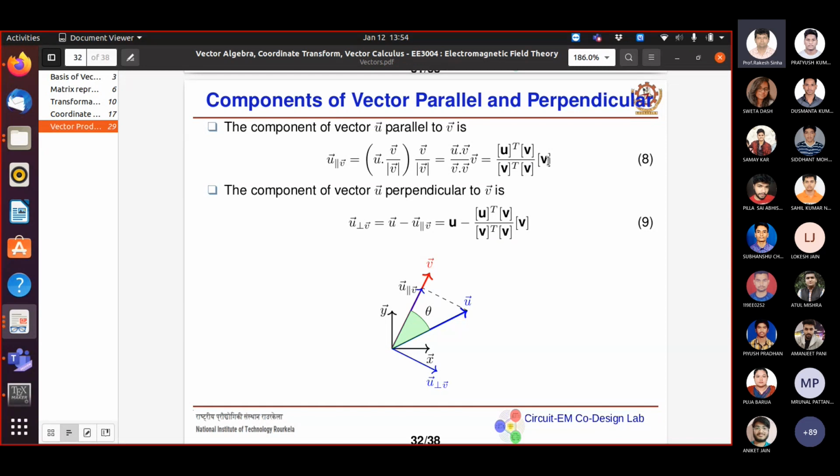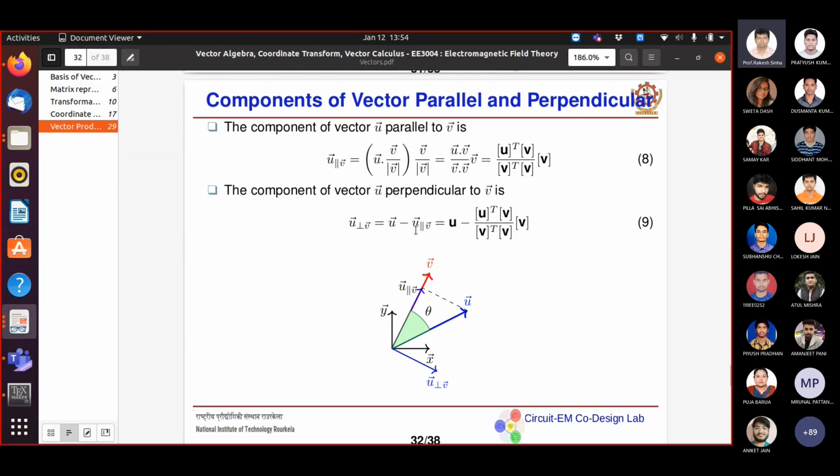Now to find the component which is perpendicular to V, we have to subtract the parallel component, because U is composed of two orthogonal components. One is parallel to V and another is perpendicular to V. So the rest of the component should be perpendicular to V.